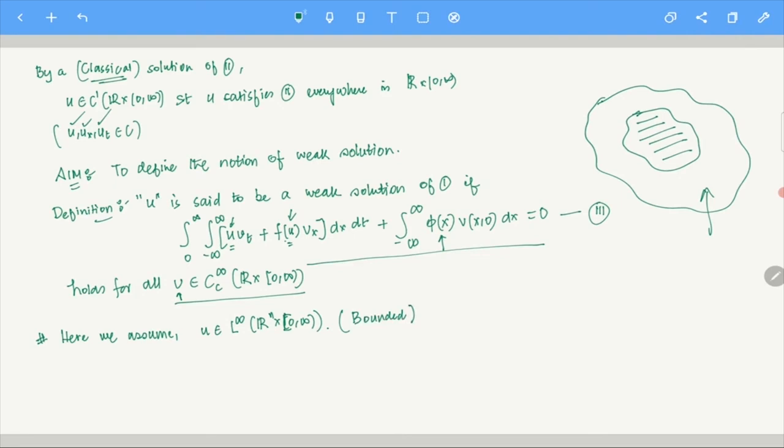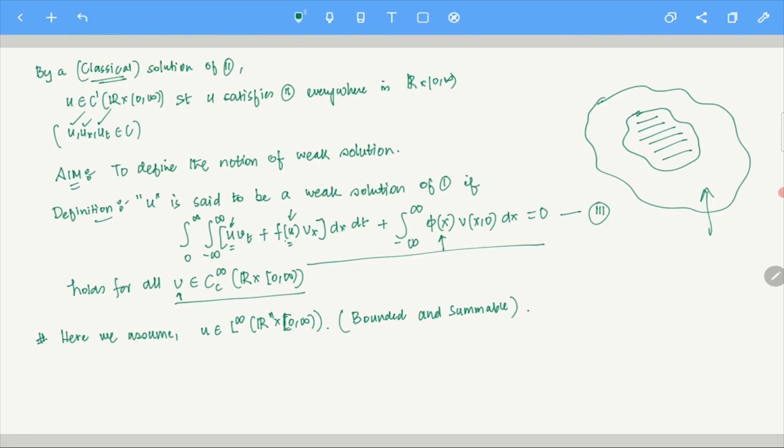It need not be continuous. Of course, it has to be summable. So let me put it this way: bounded and summable functions. And if you know measure theory, of course, you know what L infinity is. So essentially, we are only looking for bounded and summable functions such that relation 3 holds. If that happens, then we say that the solution is called a weak solution.